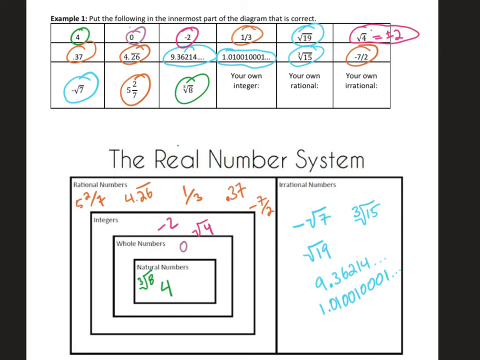Here they are all placed. Some of these are pretty straightforward. Others are rather tricky, and that's okay if you made mistakes. We're going to learn more about this. But natural numbers, right? Well, one of them is a radical. This actually simplifies to just 2.